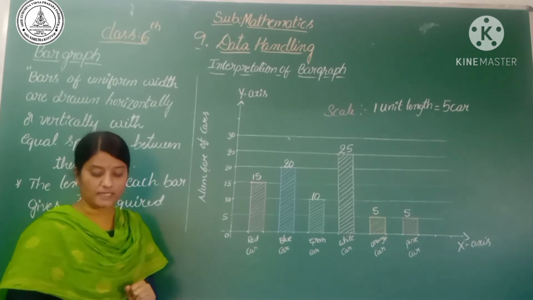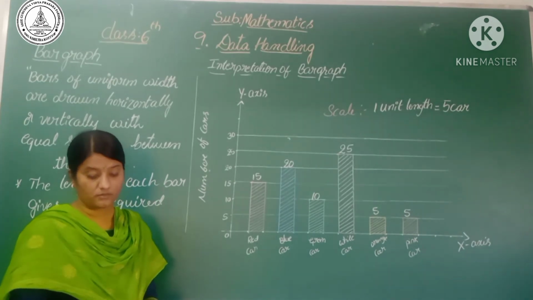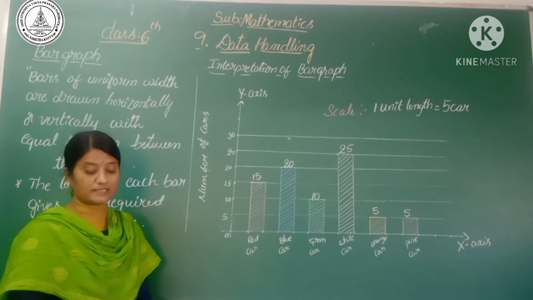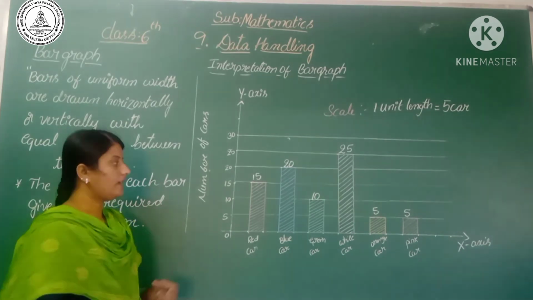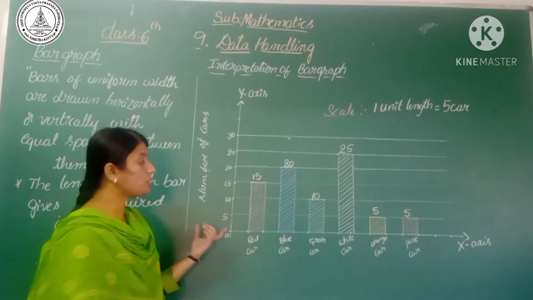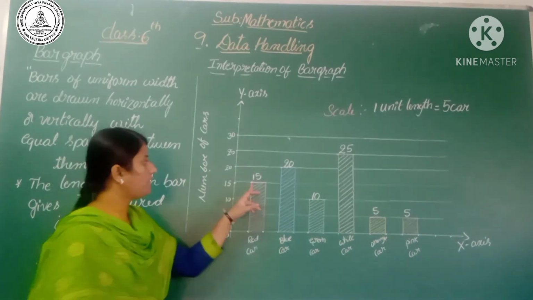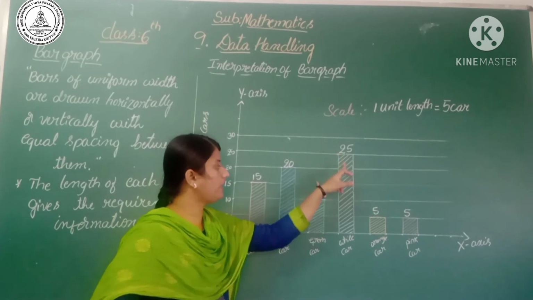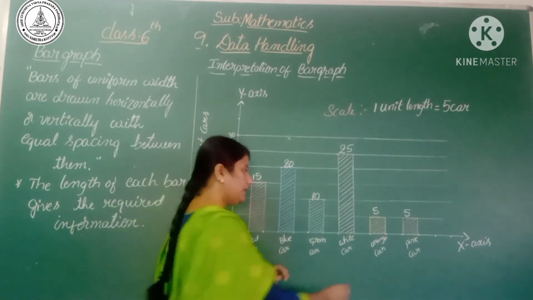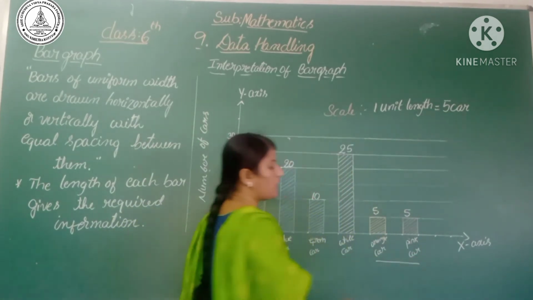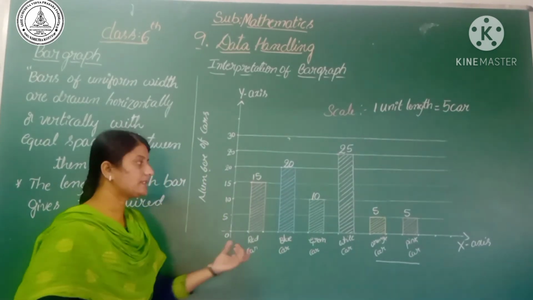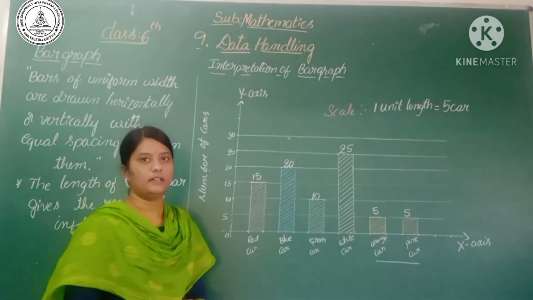Which two colors have the same number of cars? You have to observe which two colors have the same number of cars. Here we have 15, 20, 10, 25, 5 and 5. Yes, pink and orange are the two colors having the same number of cars, right?